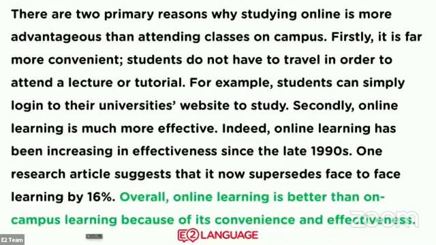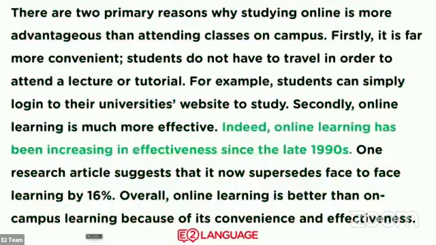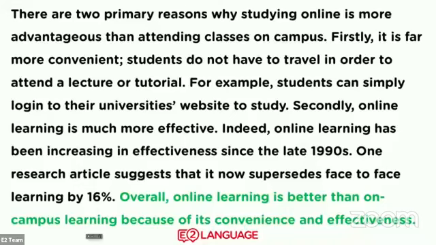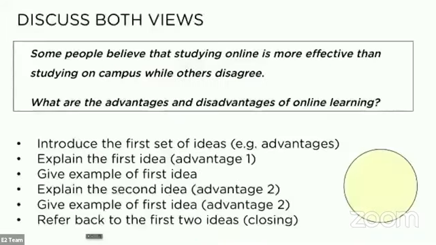So I've got the two ideas. I've got one about convenience and one about effectiveness. My opening sentence said that I would say that. My closing sentence reminded my reader of what those two ideas were. Your turn. I want you to write a double idea paragraph.